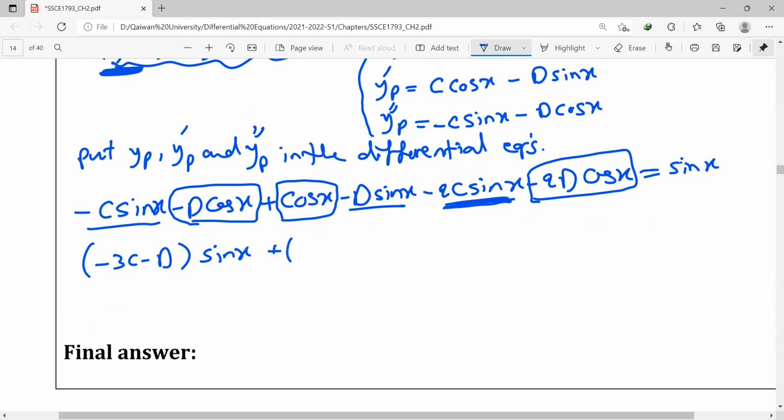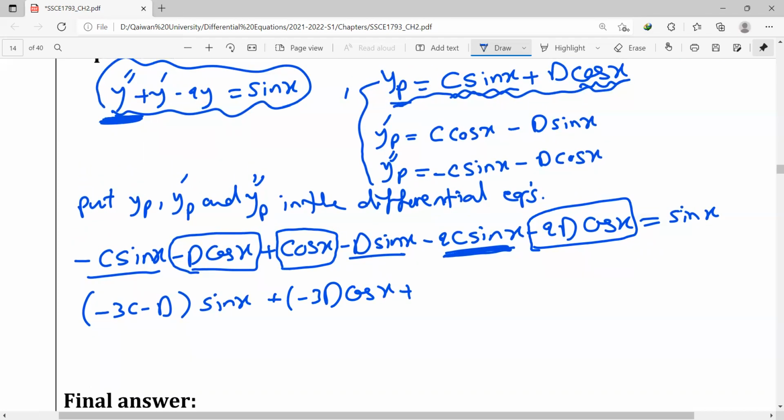So let me write down beside of it. Plus minus 3d cosine x, then plus c cosine x. I forgot to write down c here. This is c cosine x plus c cosine x, and between these you can take cosine as the common, so we get minus 3d plus c cosine x equals to what? Equals to sine x plus 0 cosine x.